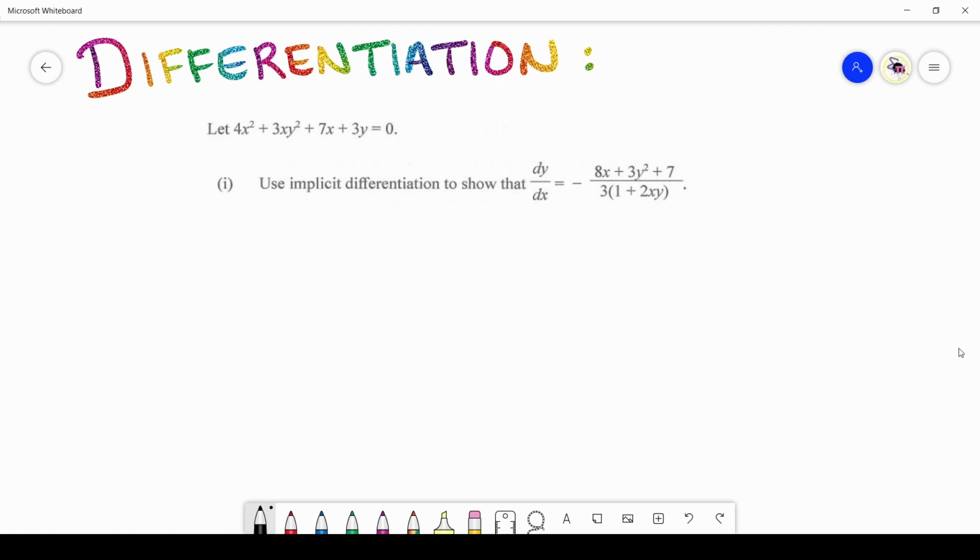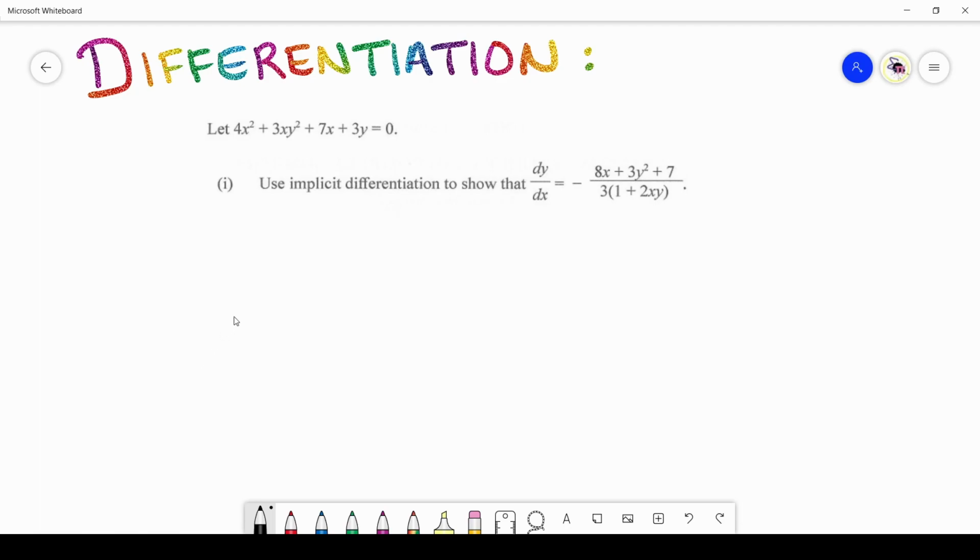And before I even attempt this question, I just want you guys to recall that when you are differentiating implicitly, it's a bit different when you are doing those partial derivatives. So be sure not to mix up the two. They are very different. Personally, partial derivatives are way easier. Anyways, so let's see this question.